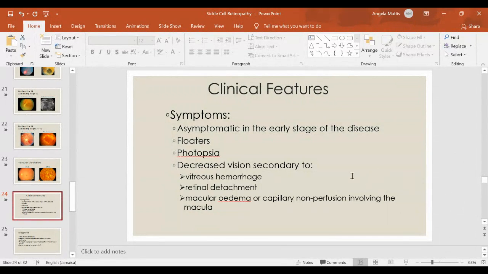Sickle cell retinopathy is going to cause decreased vision. And that decreased vision is going to be secondary to a vitreous hemorrhage or a retinal detachment, or you can also get macular edema, or if there's capillary non-perfusion involving the macula.